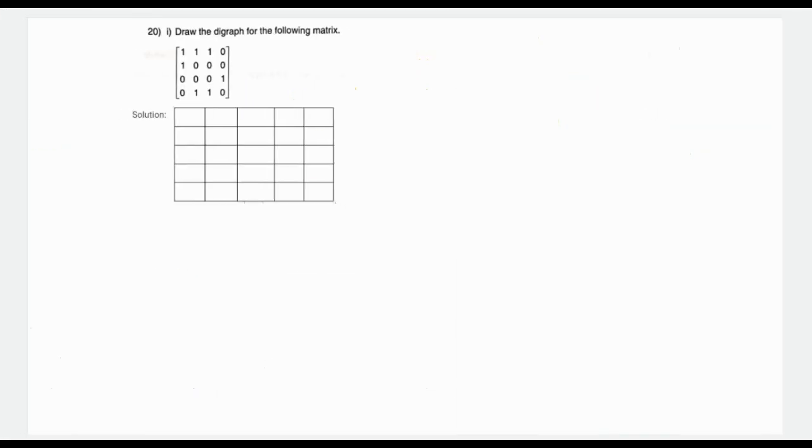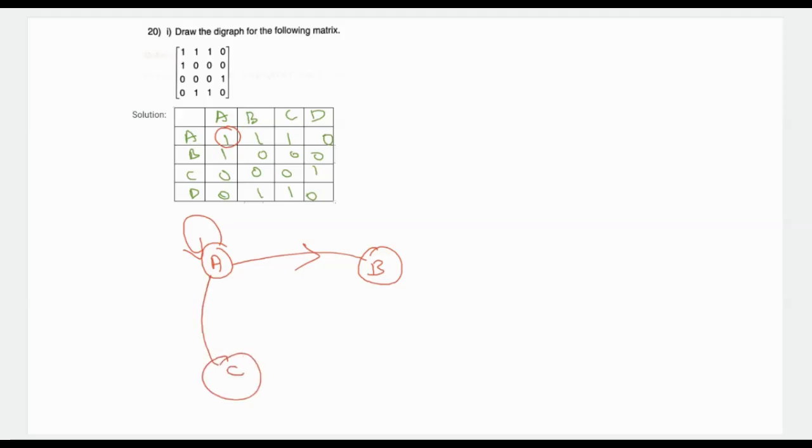Moving on to the next question, we have: draw a digraph of the following. Let me consider there are 4 points, A, B, C, D. The matrix is 1, 1, 1, 0; 1, 0, 0, 0; 0, 0, 0, 1; 0, 1, 1, 0. Now draw the graph for this. We'll take A. A to A is 1, and A to A means it is a self loop. Then A to B is 1, so we have another point called B. Then A to C is 1, so we add C.